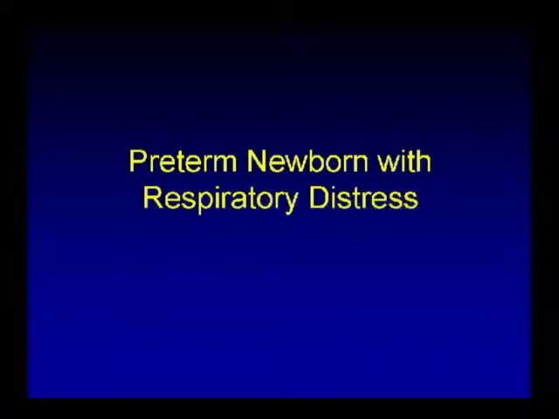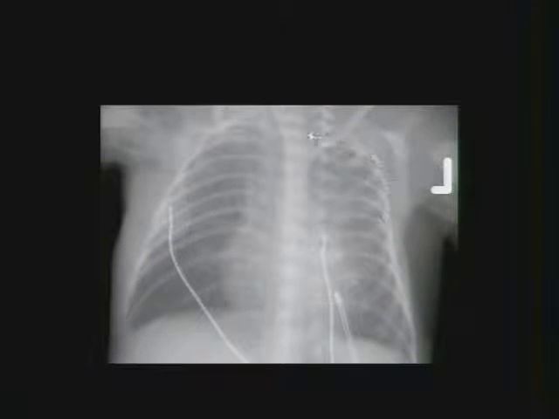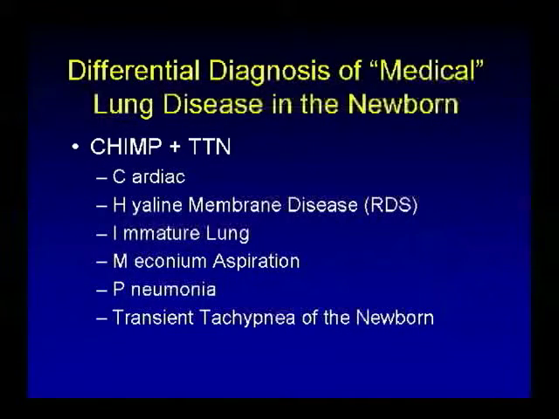Next is a preterm newborn with respiratory distress. Here we see that there's granular pulmonary markings, and this patient is intubated, so we can't say much about the lung volumes because the child is intubated. They're hyperinflated here. My differential for medical lung disease in the newborn is CHIMP plus TTN. Cardiac, hyaline membrane disease or respiratory distress syndrome, immature lung, meconium aspiration, pneumonia, and then TTN.